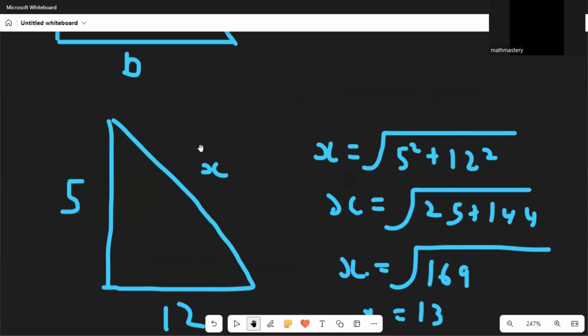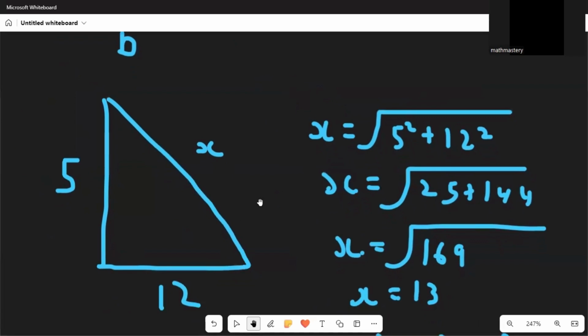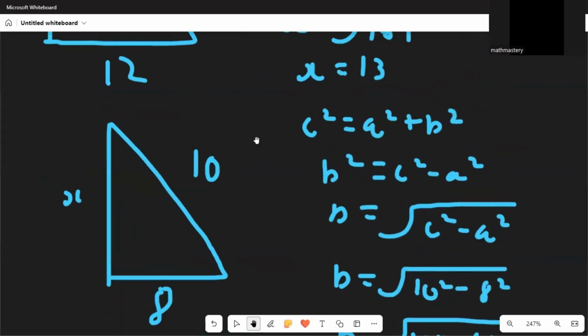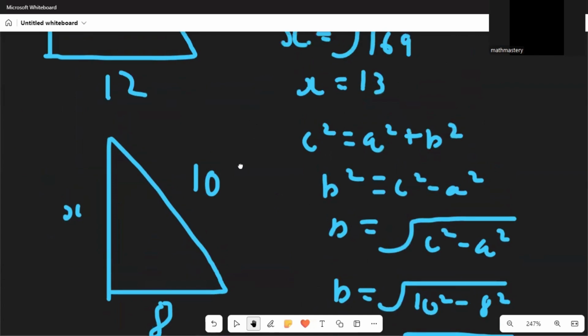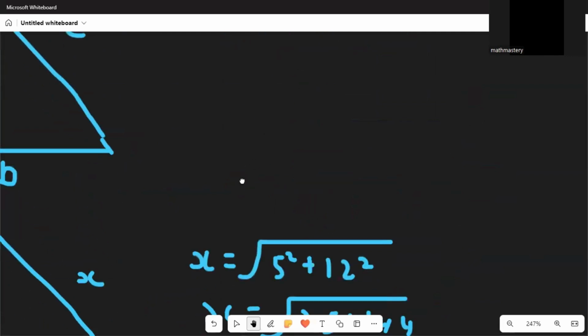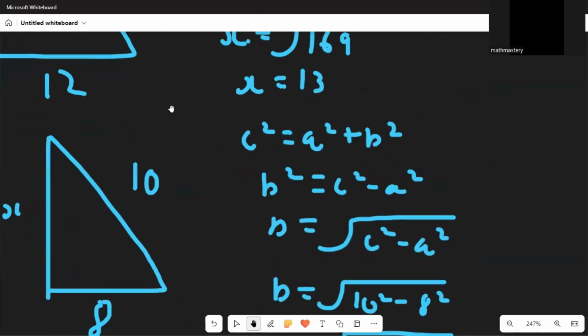Alternatively, a common question that also comes up is finding one of these sides. Let's say we're given the hypotenuse, so we know this is 10, and we know this one is 8. Instead we want to find out this side here. We can rearrange the Pythagoras theorem. Originally we had C is equal to the square root of A squared plus B squared, but we can rearrange this for A or B.